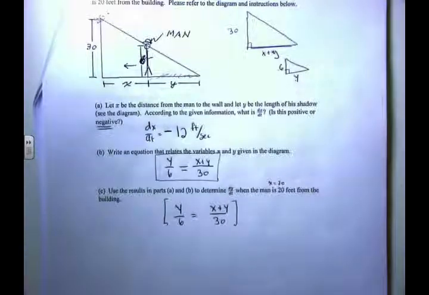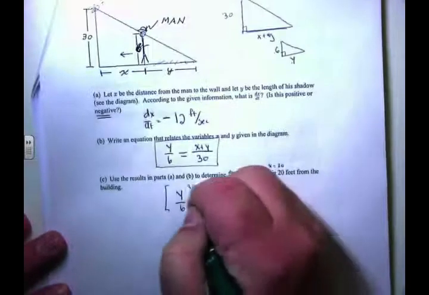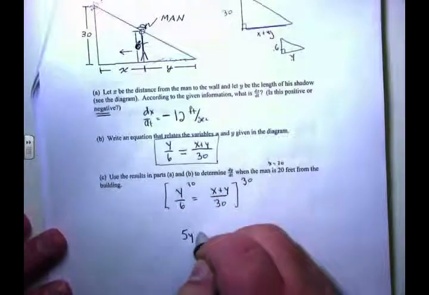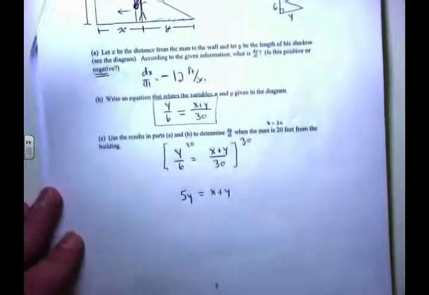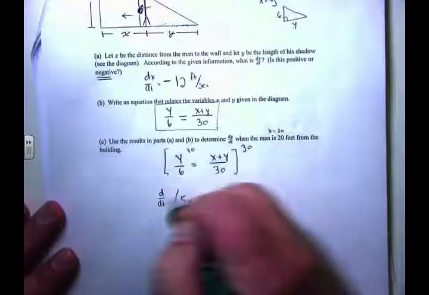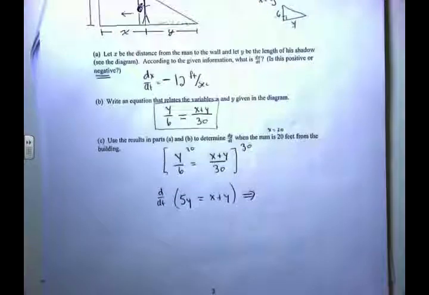So what is your common denominator here between 6 and 30? What is the biggest number that both of them divide into? Yeah, thank you. It's 30. So multiply both sides by 30. 6 goes into 30 five times. 5y is equal to, the 30's cancel, x plus y. Now, this is a little easier equation to take the derivative of. You could have done it the other way. No one cares. Take the derivative with respect to t. It's related rate. So every time I take a derivative of a variable, I tack on d variable dt.